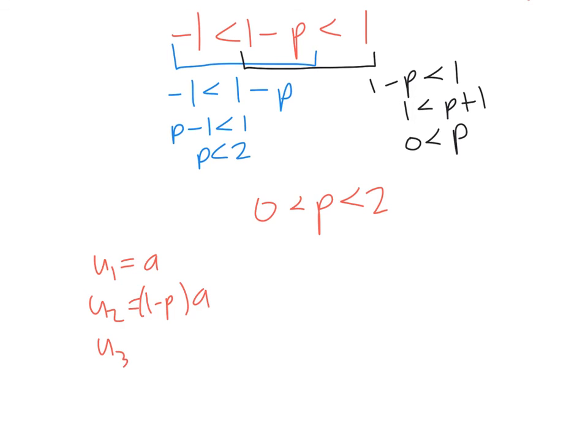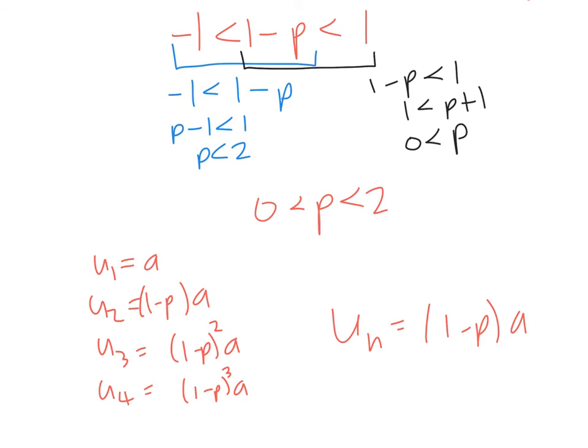The third term is the previous term multiplied by 1 minus P, which should give you 1 minus P squared. And the next term, again, would be the previous one. And instead of being squared now, it would be cubed, because it's multiplied by 1 minus P again. And that gives you an nth term, where the power of 1 minus P is always 1 less than n. Okay? So if it's the nth term, this would be n minus 1.